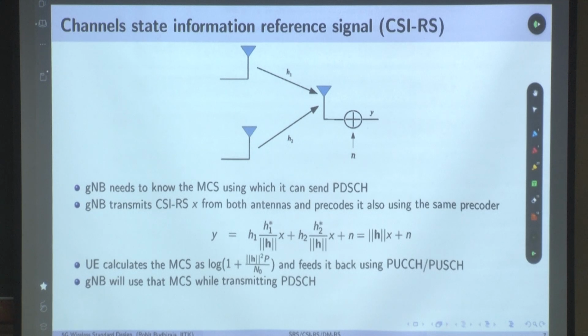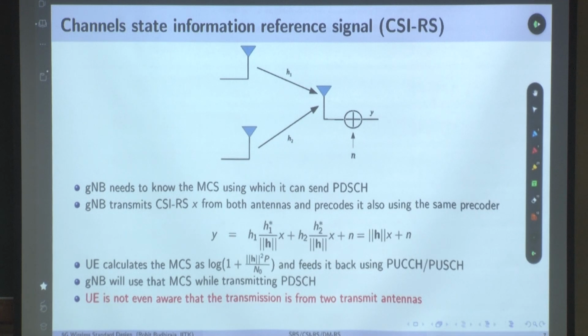Now to solve that problem, the first assumption we made was that the base station operates in the TDD mode so that it estimates the uplink channel using SRS. That is the solution of the first problem. The solution of the second problem: what was the second problem? That it still does not know the MCS. And how did it solve the second problem? That is what we are discussing. It transmits the CSI-RS, which helps the user in estimating the MCS and feed it back to the base station.